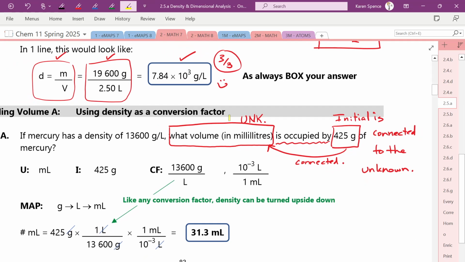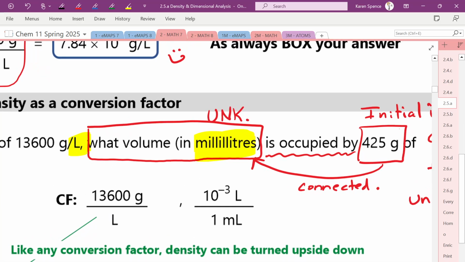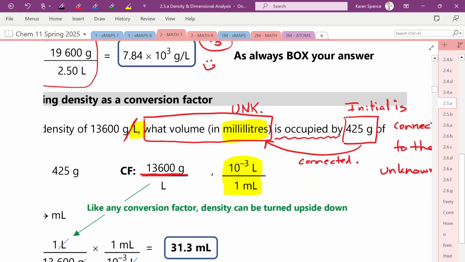Now, I want volume in milliliters, and I have grams per liter. So I'm also going to have to convert between milliliters and liters. Also, don't forget, when I'm given this slash notation, I don't want to write it like that. I want to write it like this. One over the other.